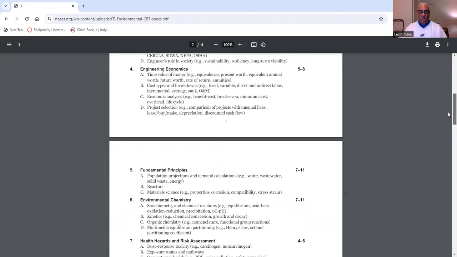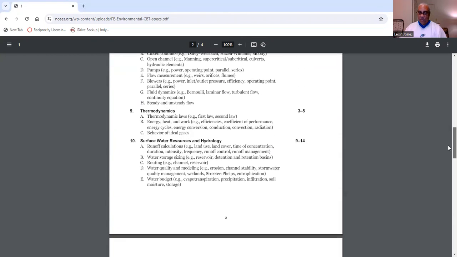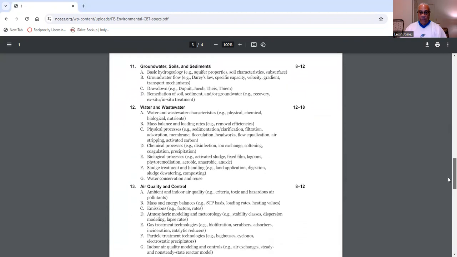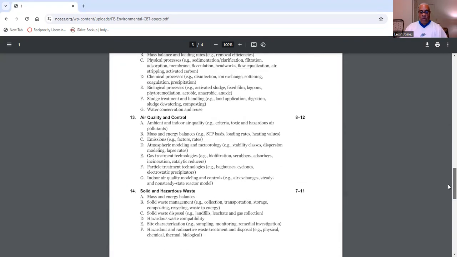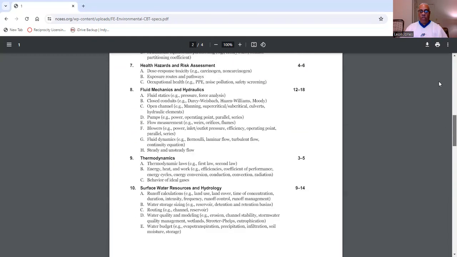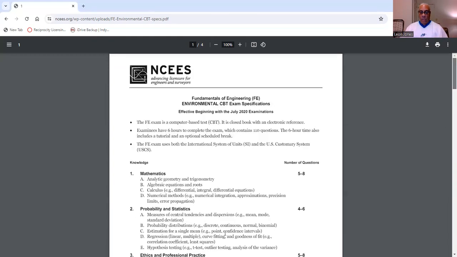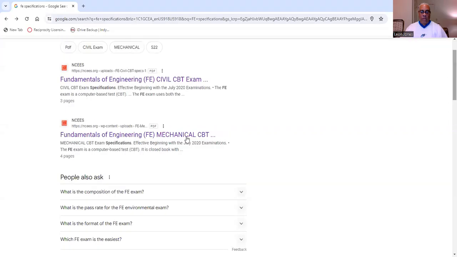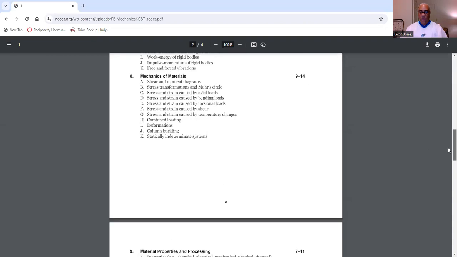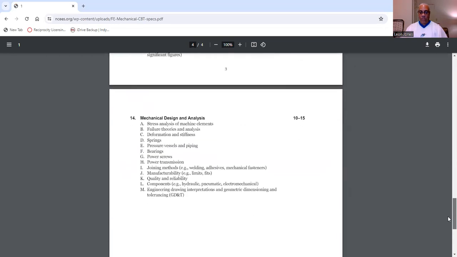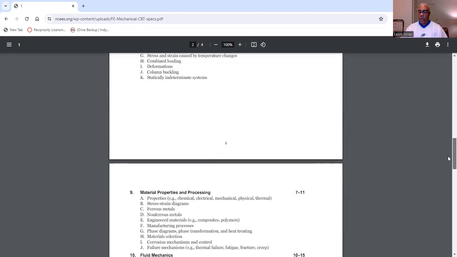Again, if you're going to be taking the environmental, this is what you got to take. Just follow this specification. Let me go bring up the other ones. If you're going to be studying the mechanical, follow this one. This is going to be your best friend right here.